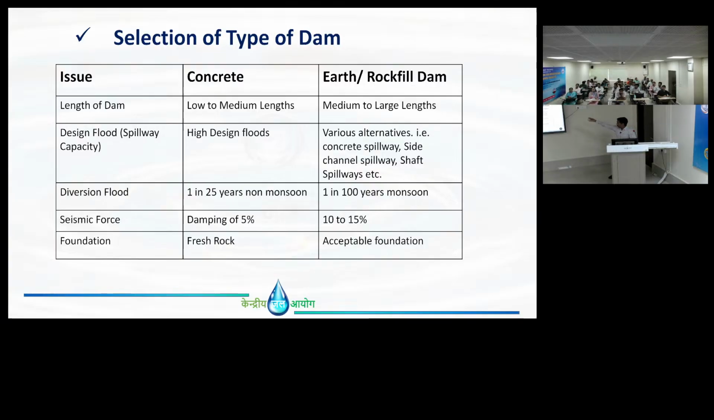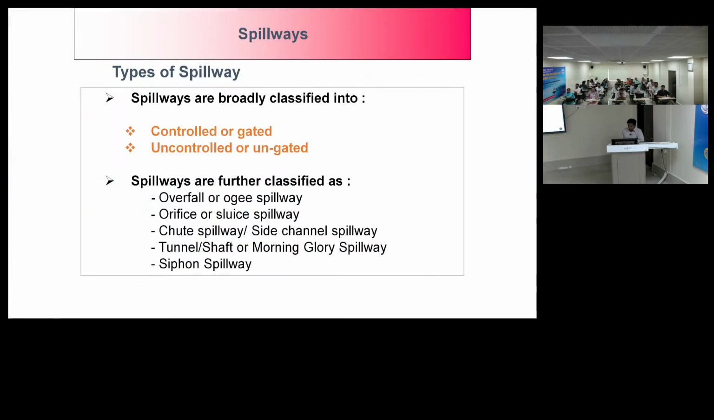CFRD, rockfill dams, earthfill dams, everything comes under the same category. Concrete dams are different. So there they proposed CFRD. Now everybody knows, right, what happened to Tista 3? It got washed away. Because of that reason, at that time they adopted the earthen dam, rockfill dam, but now they are going for the concrete dam, because like I told, the design flood is playing a crucial role there. So that's how you have to select the type of the dam.